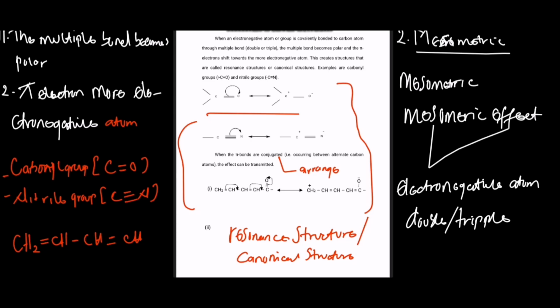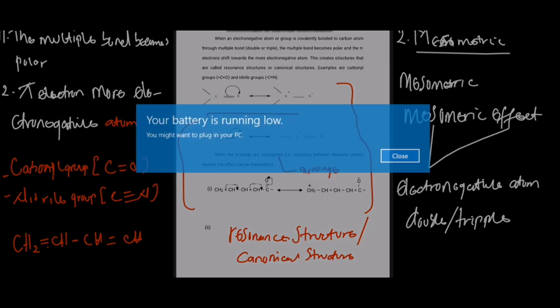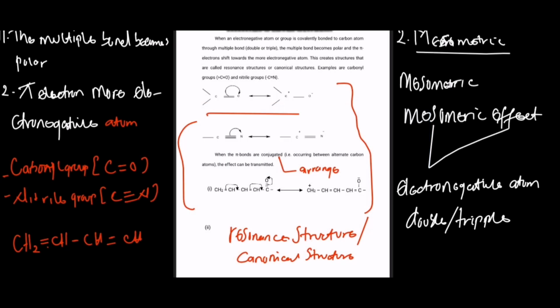From this system, you find that the electrons are not localized. Please take note of this. The electrons are not localized in one bond. Instead, the pi electrons are delocalized. They spread across the entire chain. That is what I want you to get from this example.